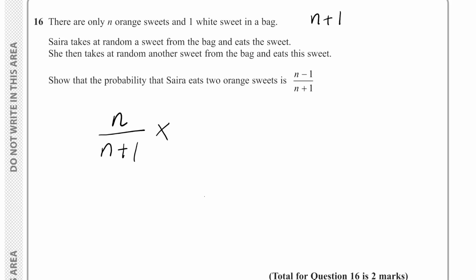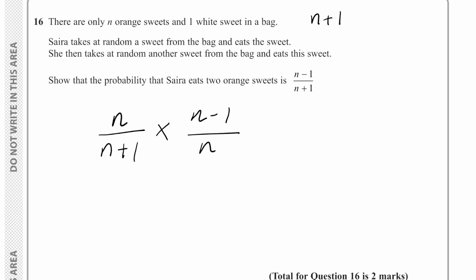So we've taken that orange sweet out. Now we're going to pick another one. So how many orange sweets are left? We've got n minus 1, one less than what we started with. How many sweets are there in total that are left? We had n plus 1, we've taken 1 out. N plus 1 take away 1 is n.